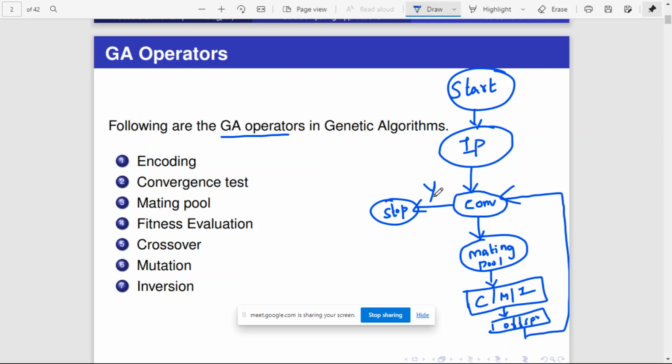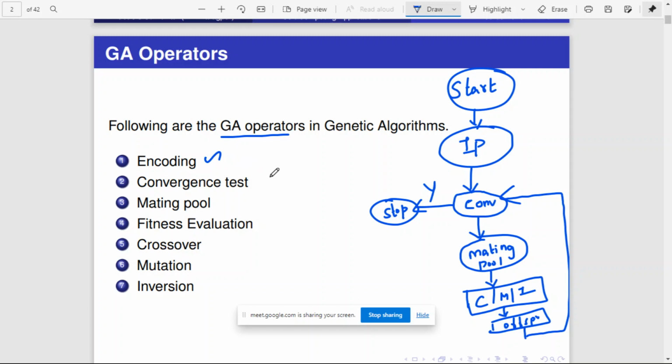So here there are many steps involved. In each block we perform some operation, so for everything we can give a name. Initially we are saying initial population is there, but how is this initial population created? In genetic algorithm, this initial population is created by an operation called encoding. Encoding is a technique which is used to create the initial population.